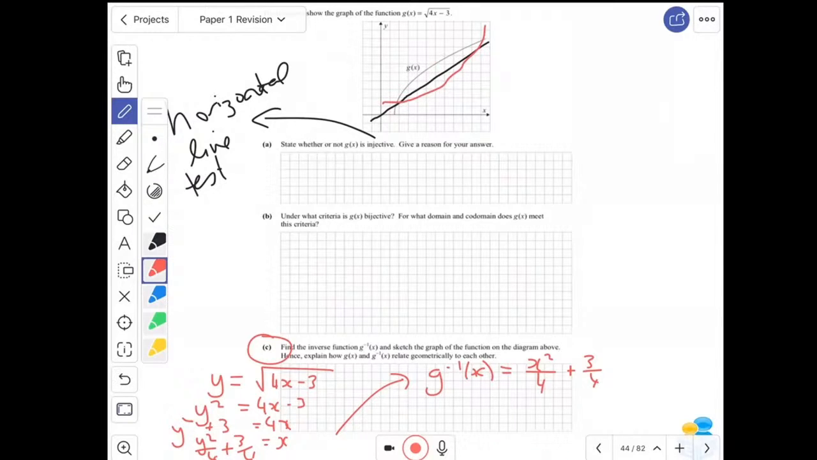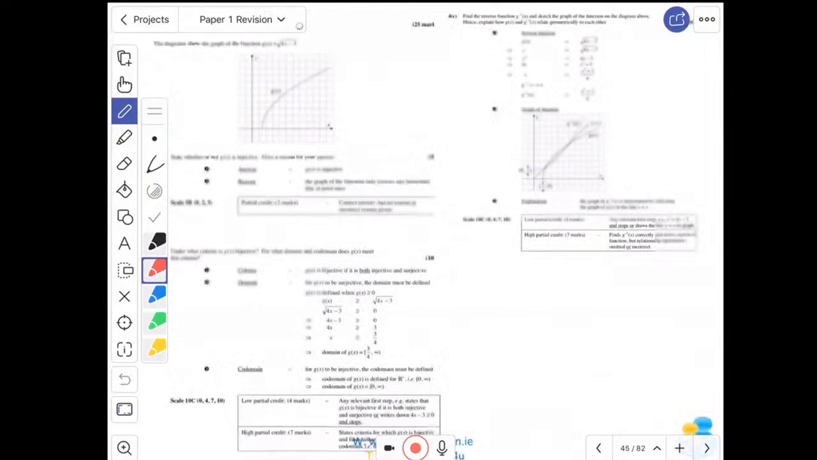And again, I haven't done that properly because I don't have my y equals x line drawn, but hopefully you can see the relationship there. Once you have your y equals x line drawn, you can very easily see the reflection of the other line. And the mark scheme has it done a lot better than me there.